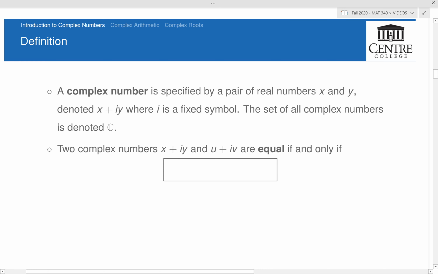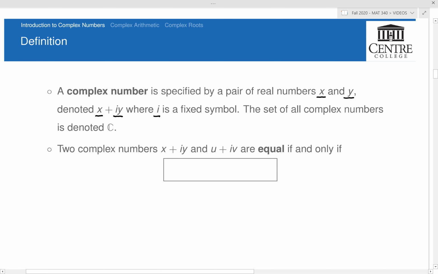All right, so in this video here, we will be defining a new number system called the complex numbers. To define a complex number, we're going to specify a pair of real numbers, x and y, and the complex number is going to be denoted by x plus iy, where i is a fixed symbol.